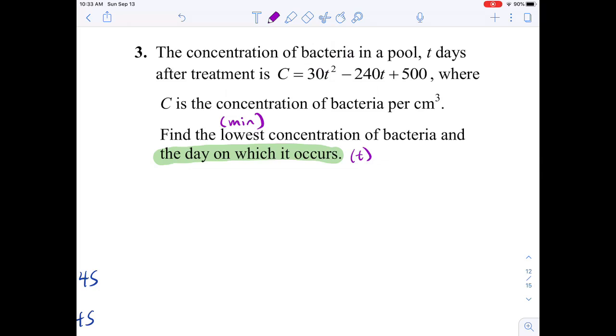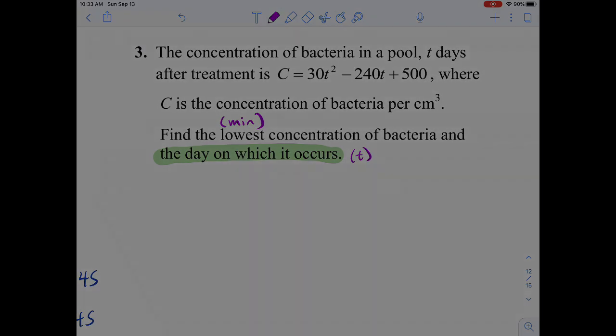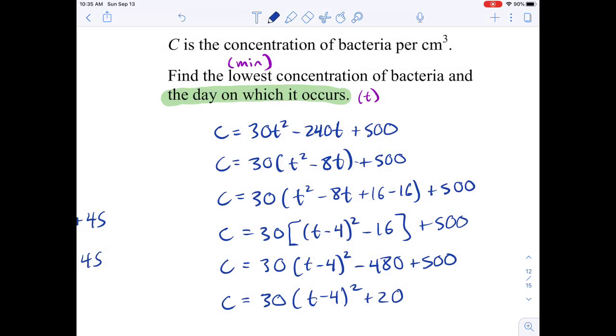So once again, I want you to take this new relation that we have that connects concentration and time, and try to put it into vertex form by completing the square. Pause the video at this stage, and restart it to see how mine went. So here's what I got for mine.